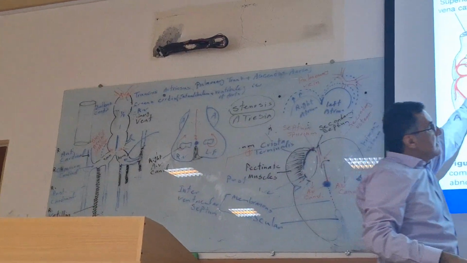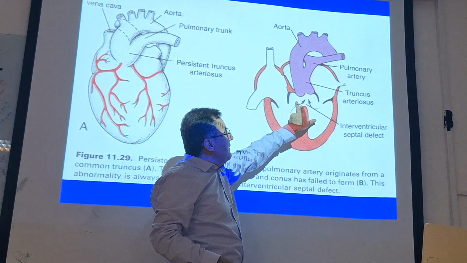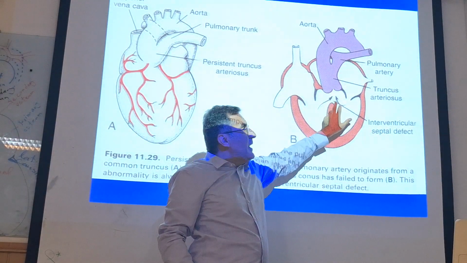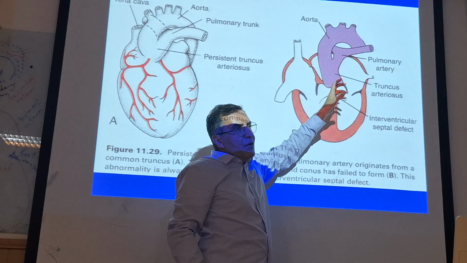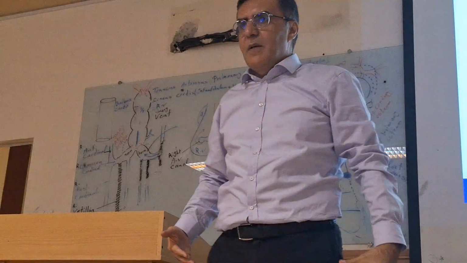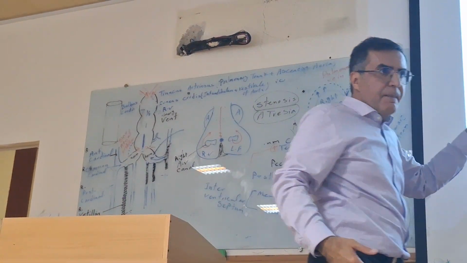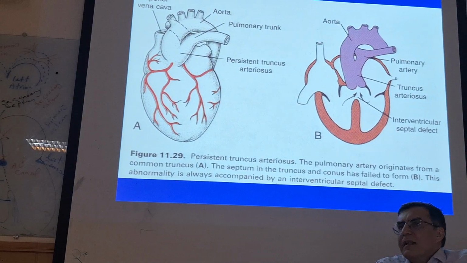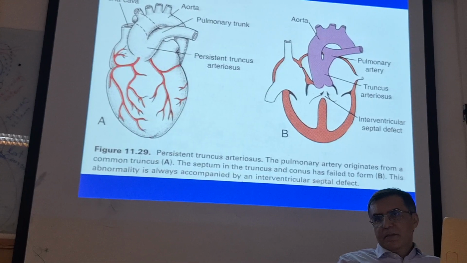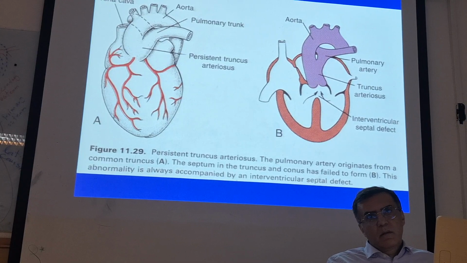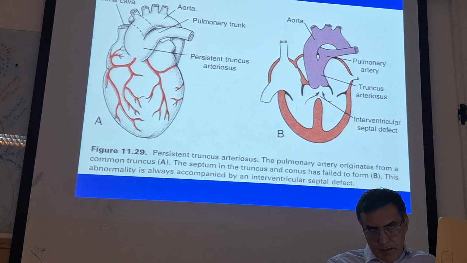Look at the pictures. Defect in the interatrial and interventricular septums, and we have a common trunk that receives blood from the two ventricles at the same time. Is it clear? If you learn the normal embryology, you can learn the pathological positions. So the interventricular septal defect is caused by the defect in the truncus arteriosus? Yes.